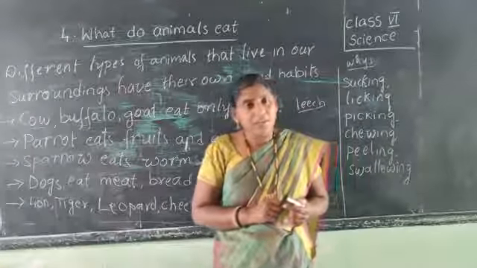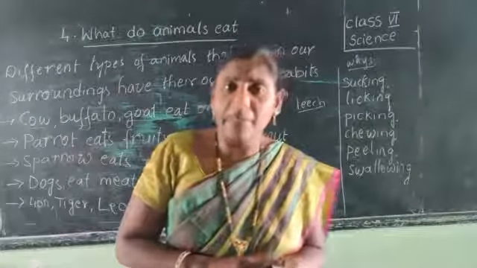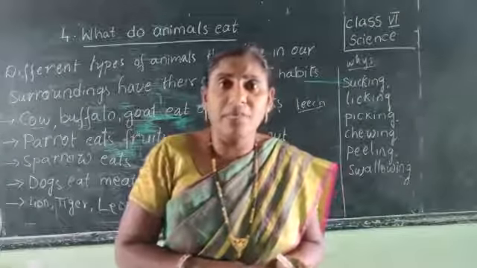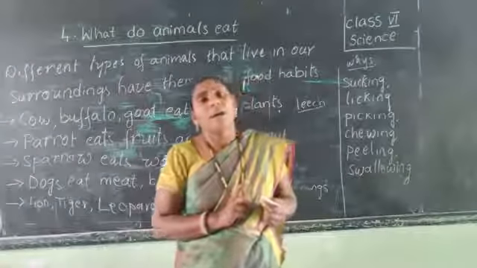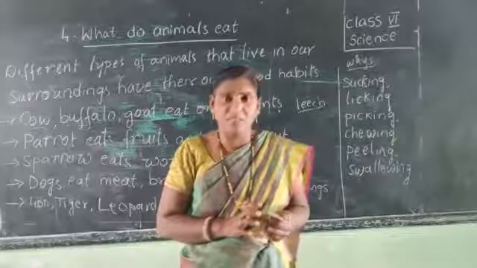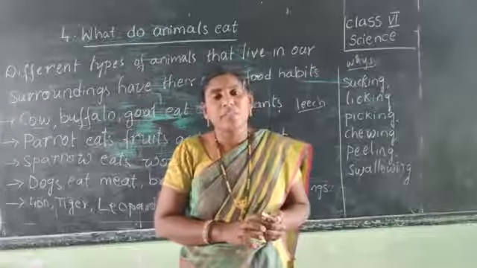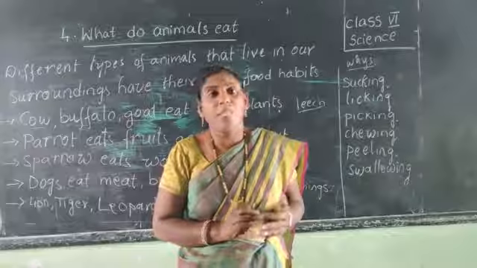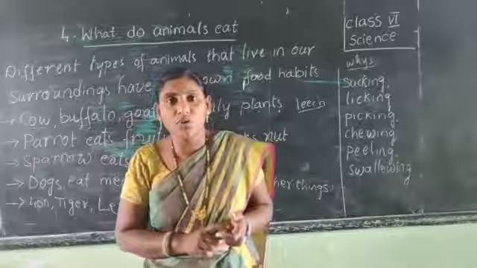What are they? Based upon the food habits, some animals eat plants, some animals eat other animals, and some animals eat different kinds of food. Based on these food groups, the animals are divided into 3 groups. They are herbivores, carnivores, and omnivores.